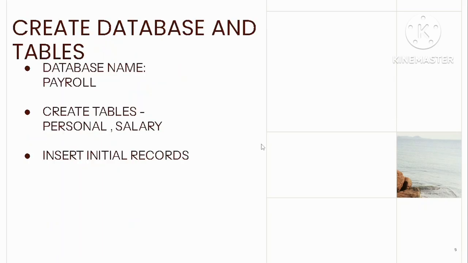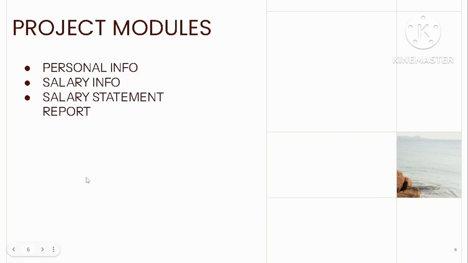So what is the first step? First, let us create a database named payroll. Then we will create 2 tables called personal and salary with the fields which I mentioned. So when you do your project, you can add or remove the columns which you don't require or which you require. Okay, and if you want, you can insert initial records also, but I am not going to add anything. I will directly do it from the Python project itself.